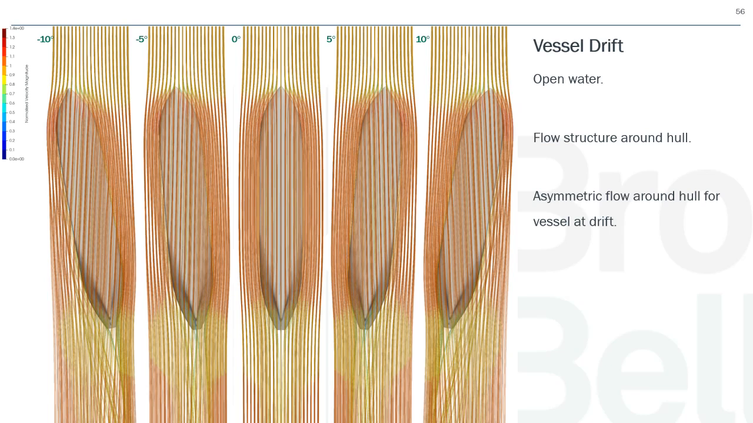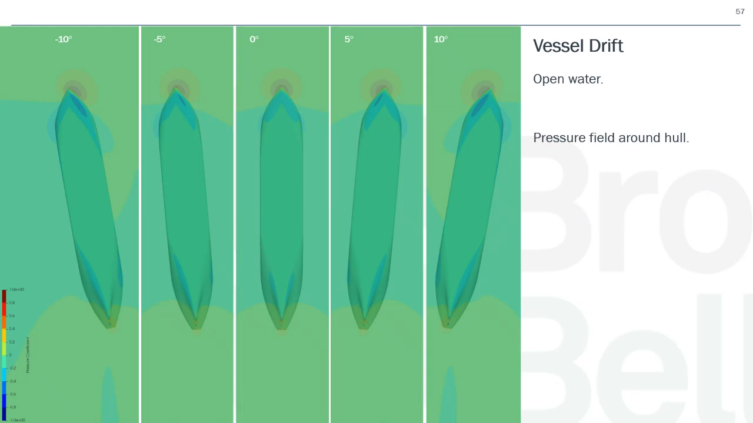And these asymmetric flow conditions, not so dissimilar to what we were looking at in the bank effect cases. And these also affect your pressure fields, as we would expect. And when we look at the pressure field, we see that we have a similar kind of pressure field that we recognise from what we were just looking at for bank effect. So you have this high pressure region at the bow, but it's acting on the starboard side at the -10 drift angle.